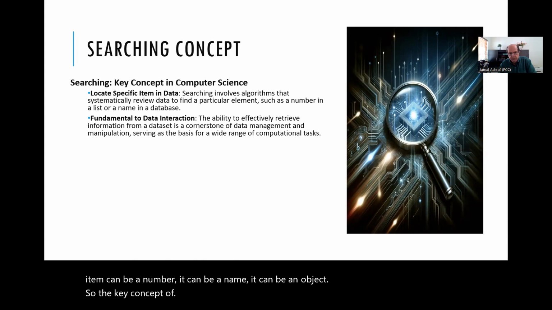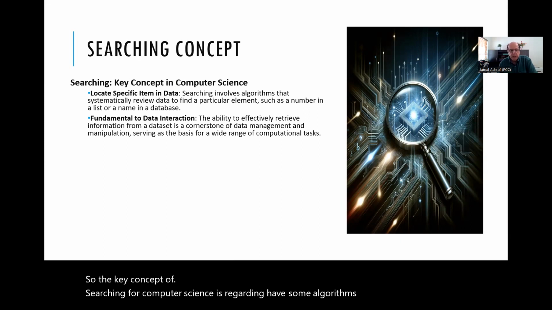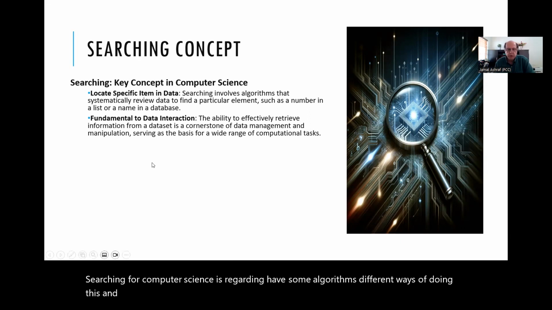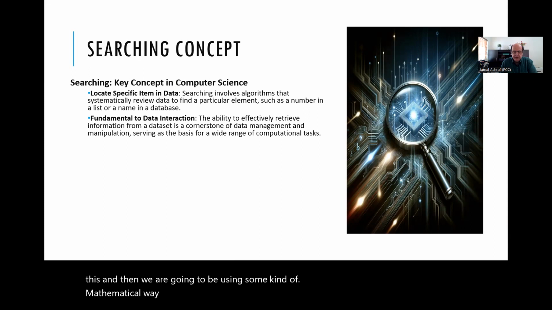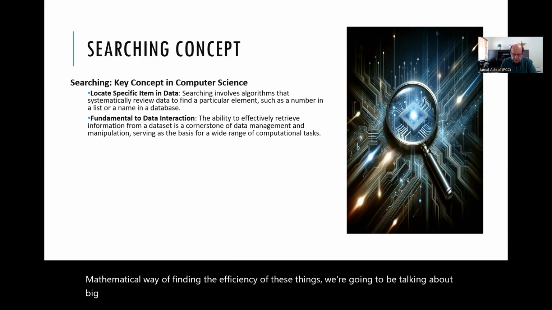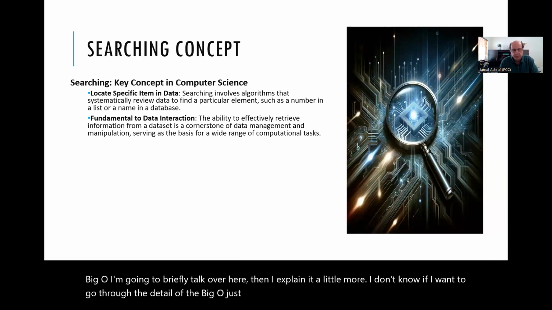So the key concept of searching in computer science is we have to have some algorithms, different ways of doing this. And then we are going to be using some kind of mathematical way of finding the efficiency of these things. We're going to be talking about big O. I'm going to briefly talk about it here, then explain it a little more. I don't know if I want to go through the detail of big O, just the concept of it and how we're going to be using it.